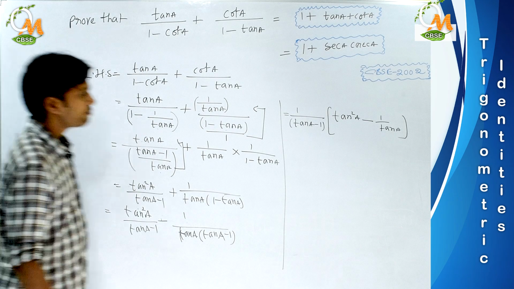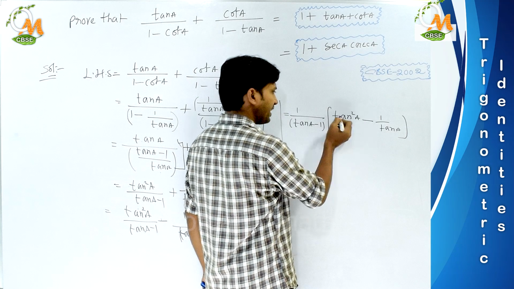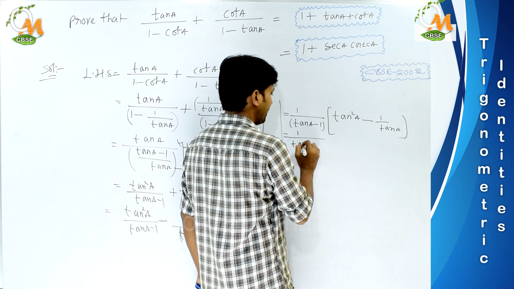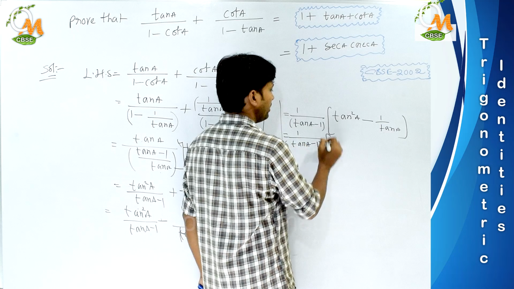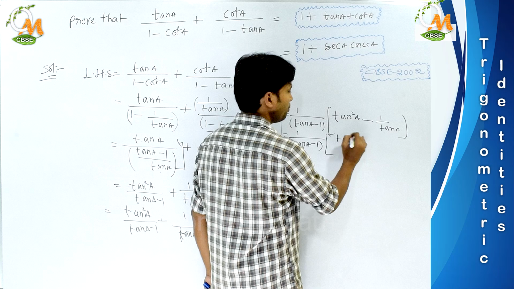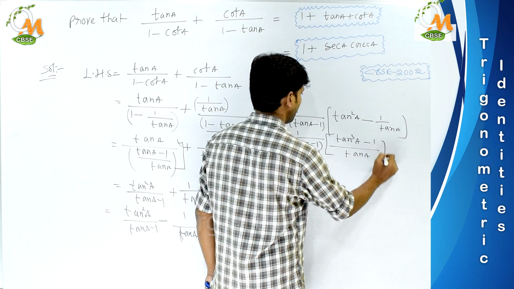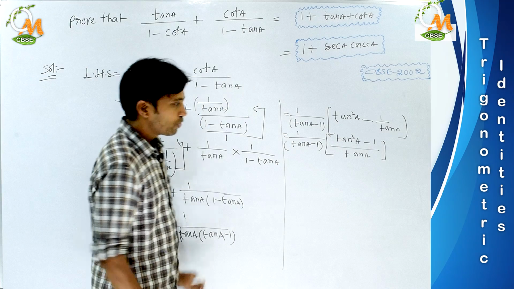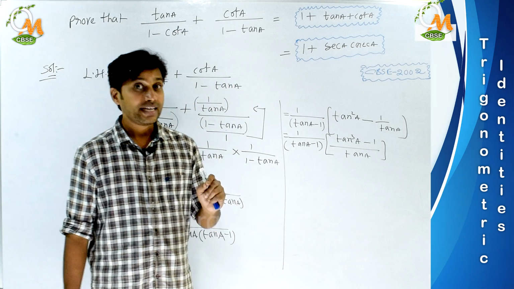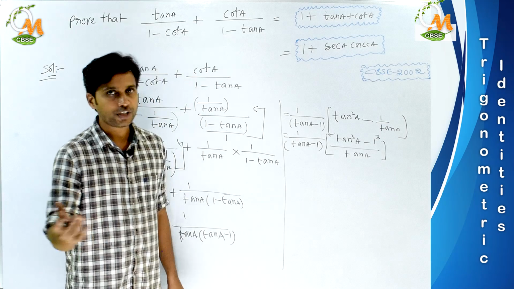Okay, now do one thing. Here we can take LCM to solve this bracket part. 1 by tan A minus 1 into, we can take LCM here, tan square A into tan A would be tan cube A minus 1 upon tan A. Okay, now just do one thing. I want to rewrite this 1 as 1 cube for my convenience. So here 1 can be written as 1 cube. There will be no change, no?